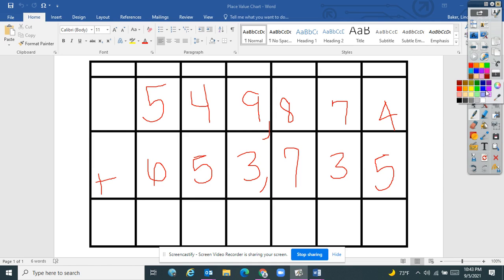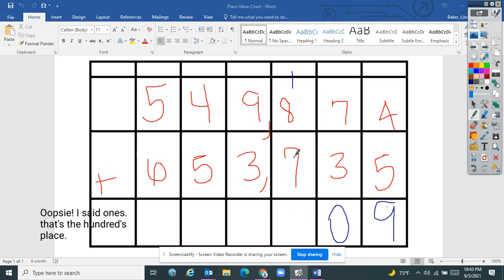So I'm going to add my ones place together, and 4 plus 5 gives me 9. I don't have enough to regroup, so when I go to the tens place, I'm only going to look at what's there. So in the tens place, I have 7 plus 3, which is the same as 70 plus 30. So when I add those together, I know I'm going to get 10. So I take my 0 and I regroup my 1.